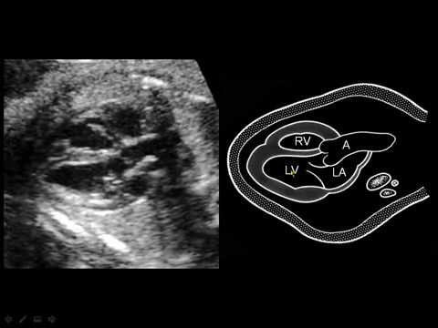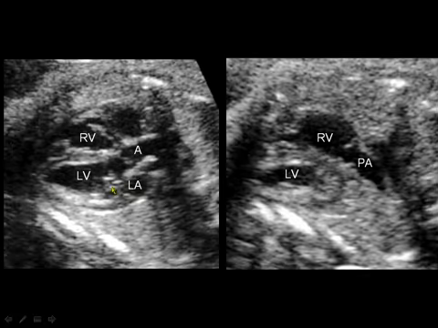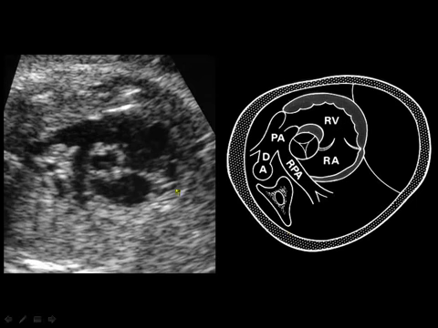This is the LVOT view, left atrium, left ventricle, aorta, and this is the RVOT view. The most important thing is that these ventricular outflow tracts cross each other. Usually we see the left ventricle, and then the aorta is opposite to the direction of the left ventricle, going away from that, and the pulmonary artery is going away from the right ventricle, and they cross each other. When you sweep, you will see that they are crossing each other.